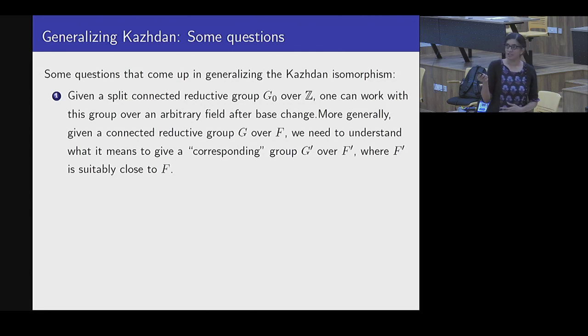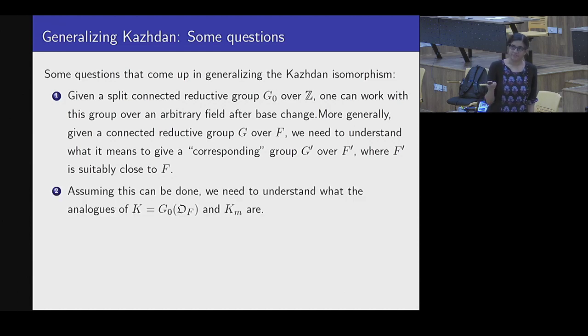Right? If the group is actually defined over F and not over Z, we need to make sense of what it means to give a group G prime over F prime, where F prime is suitably close to F. And assuming this can be done, we need to understand the analogues of G naught of OF. Again, when G is defined over Z, there is no ambiguity here. So we need to understand what the analogues of K and Km are.